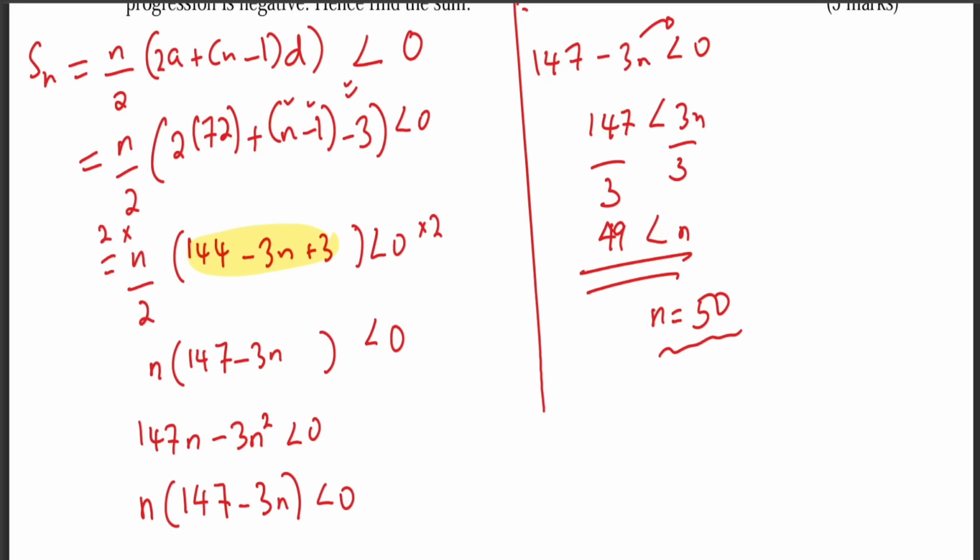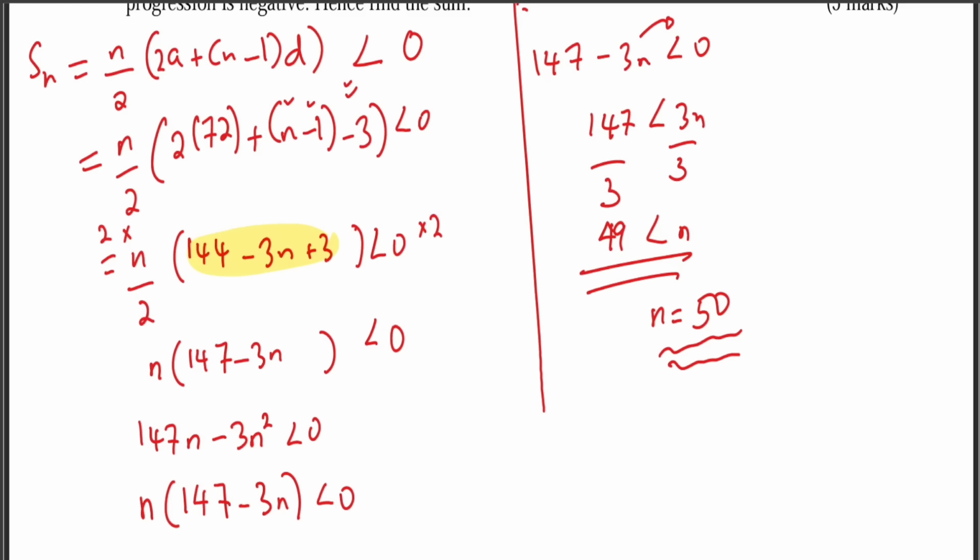But if I put 50, it gives me less than 0. So 144 minus 3 times 50 plus 3 gives me negative 3, so n should be 50. Okay, it's correct. It should give me a negative as an answer. It gives me negative 3. So your n is 50.